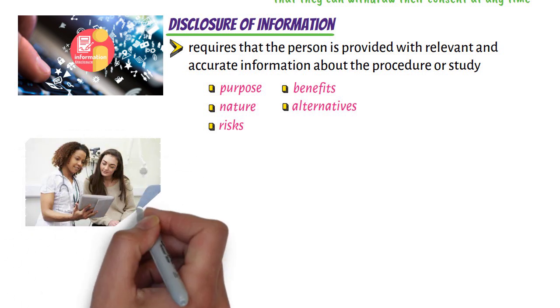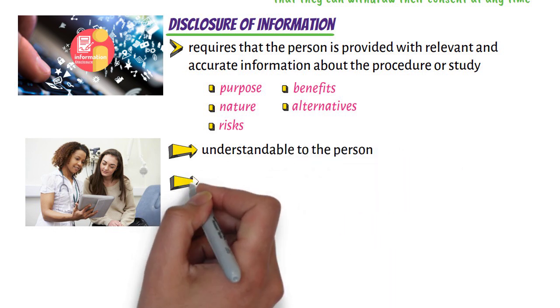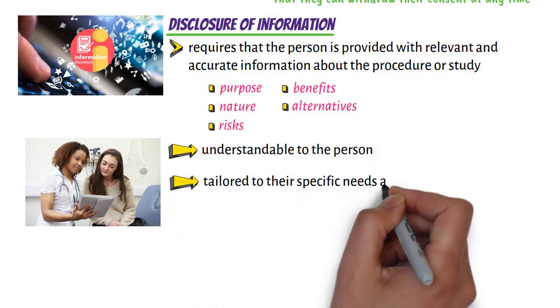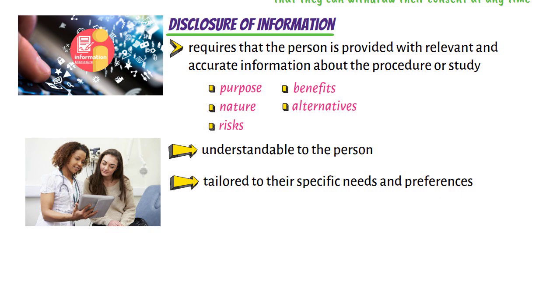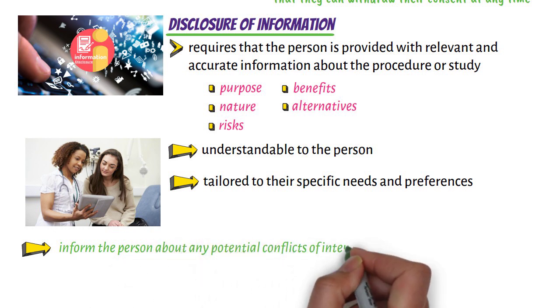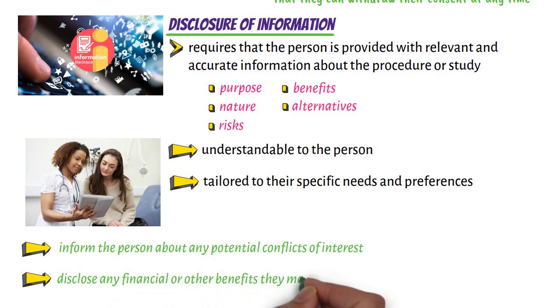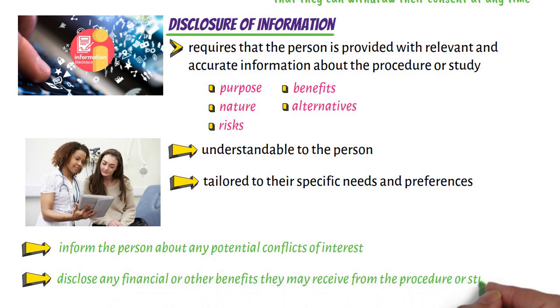The information must be presented in a manner that is understandable to the person, and must be tailored to their specific needs and preferences. The healthcare provider or researcher must also inform the person about any potential conflicts of interest, and must disclose any financial or other benefits they may receive from the procedure or study.